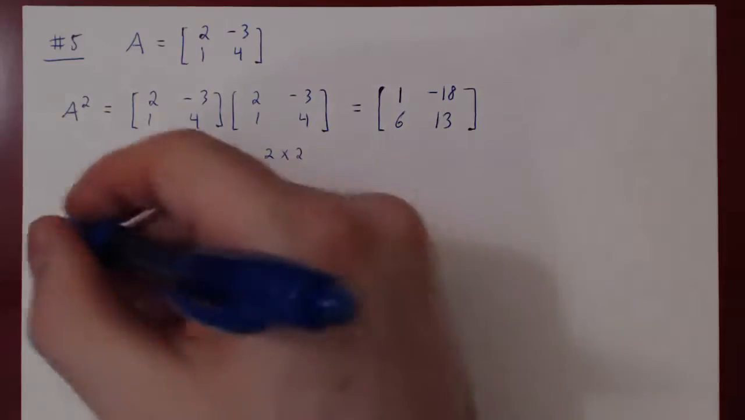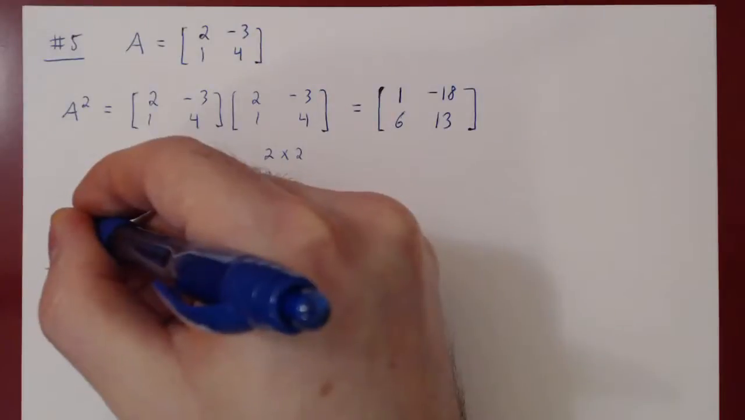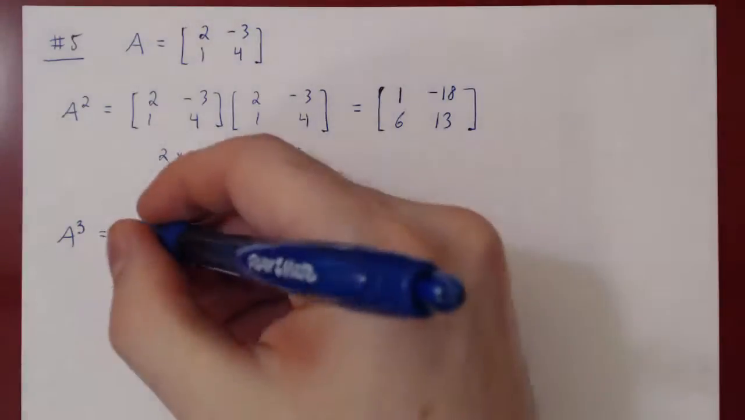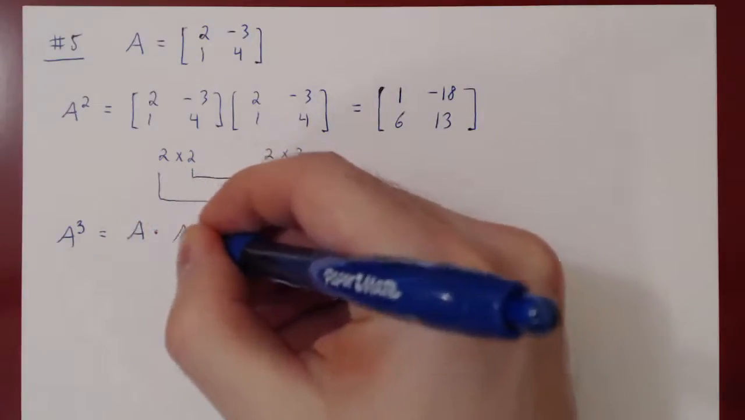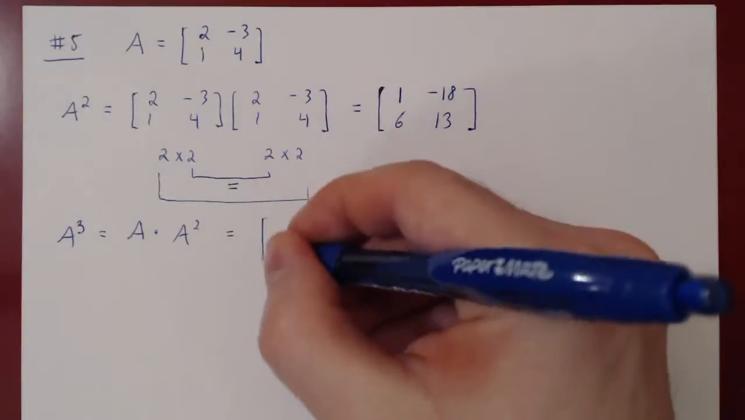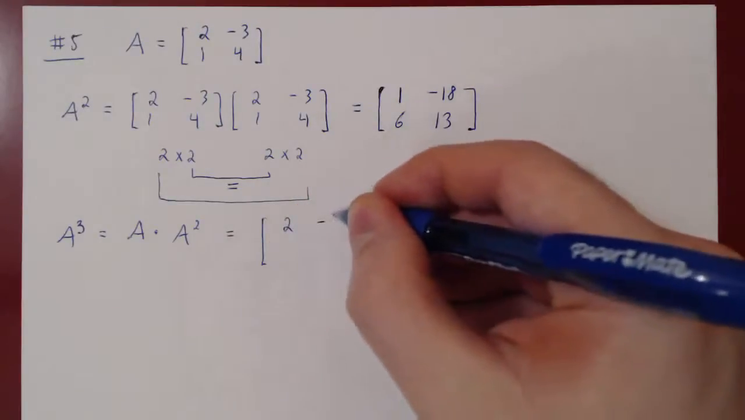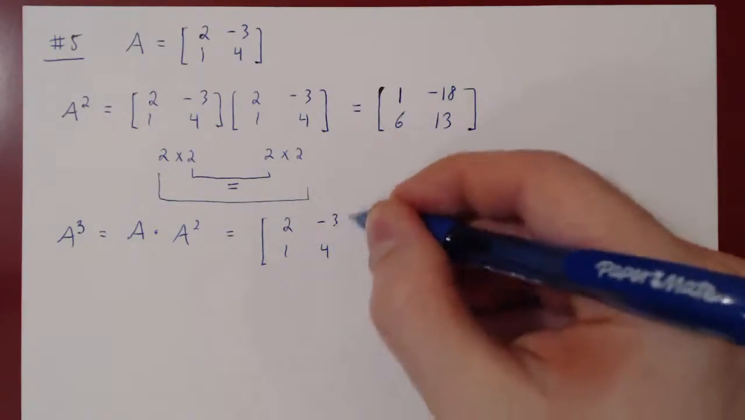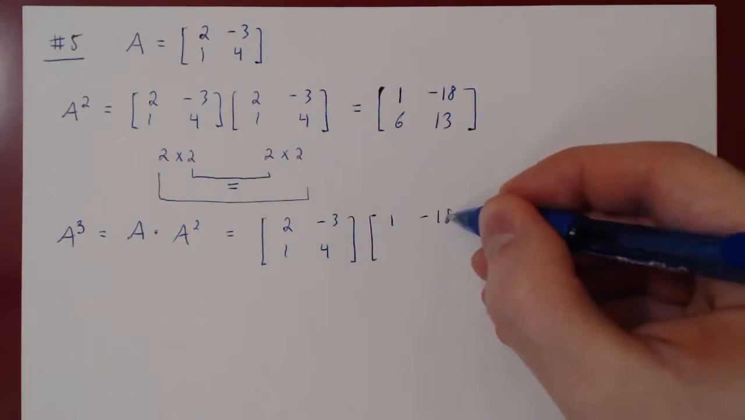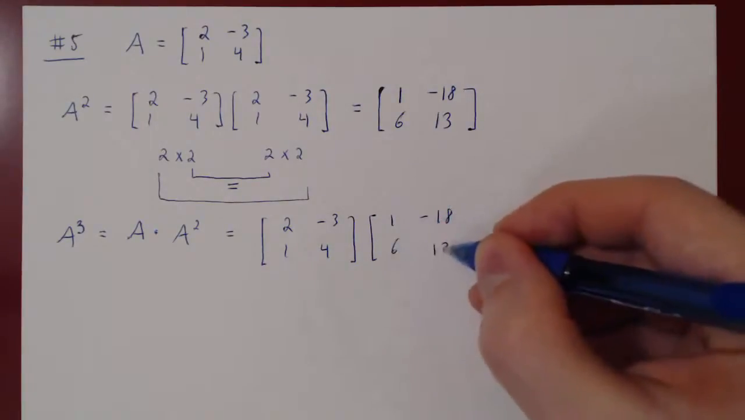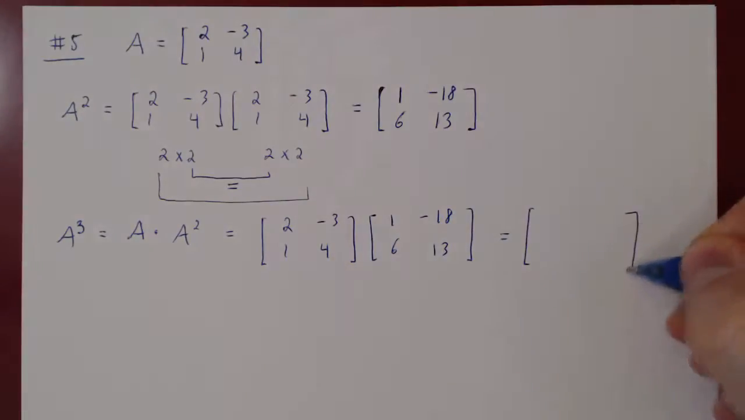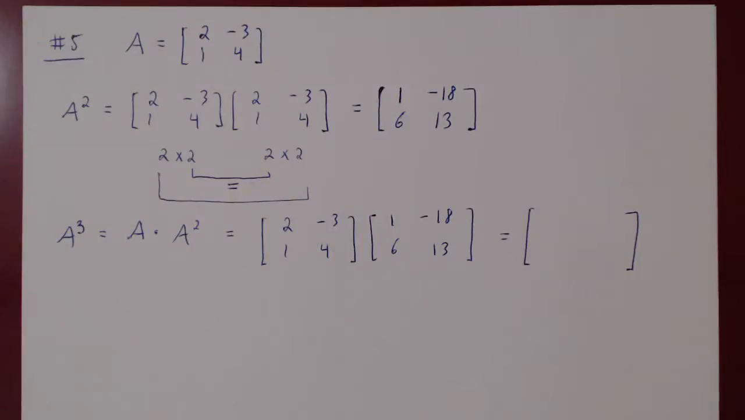Let's compute A cubed. Of course, now we won't go back and do A times A times A, because if you think of it, A cubed is just A times A squared. And we have just found A squared. So A is 2, negative 3, 1, 4, times A squared, which is 1, negative 18, 6, positive 13. The result will still be a 2 by 2 matrix.